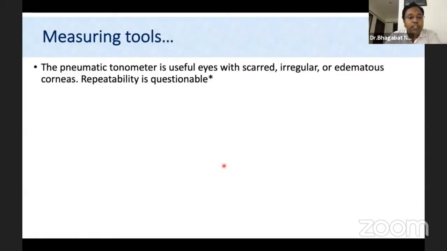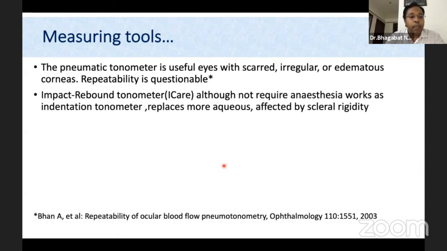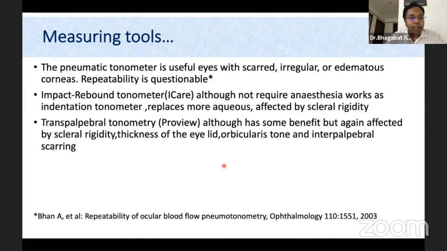Among other tonometers, pneumatic tonometry is a hybrid technique of applanation and indentation tonometry. It is usually used if there is scarring of the cornea or an irregular, edematous cornea. But here again, the repeatability is questionable. And there is the impact rebound tonometer, iCare. Although it does not require anesthesia, it is an indentation tonometer, displaces more aqueous, and is affected by scleral rigidity.